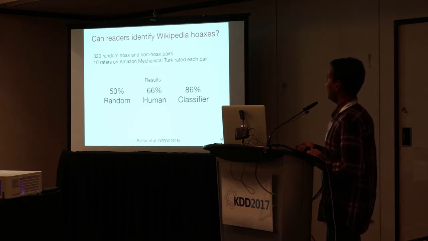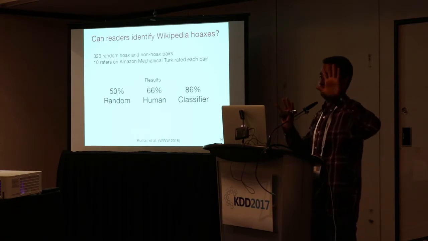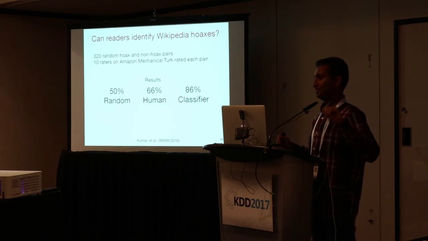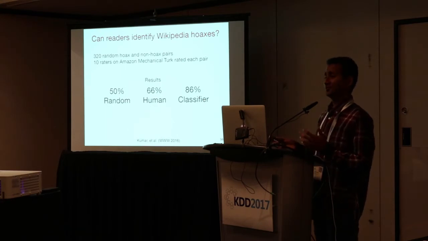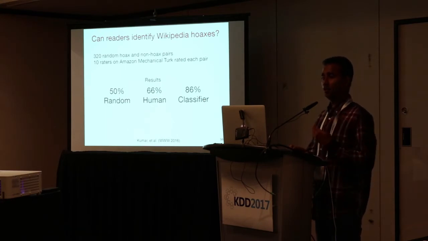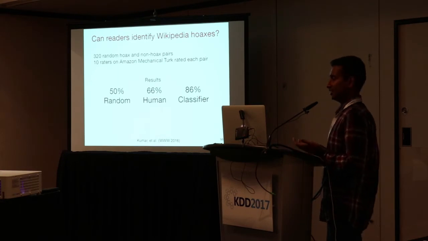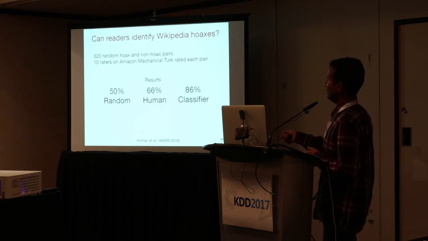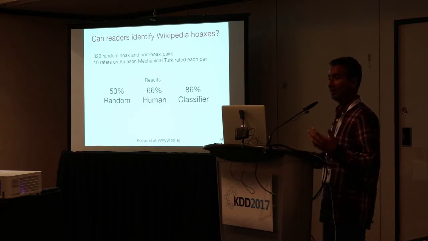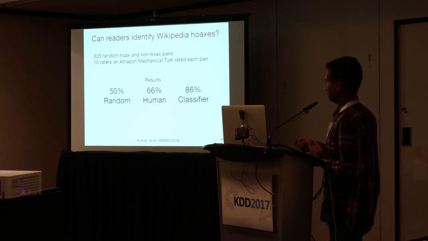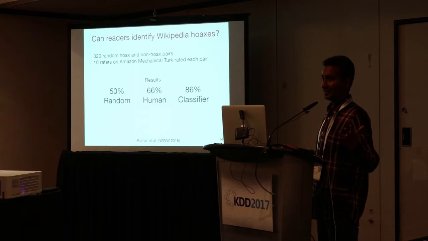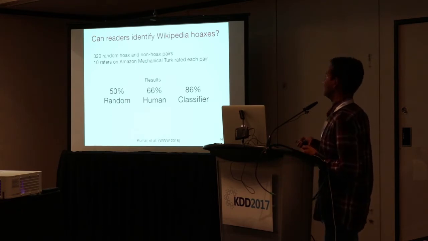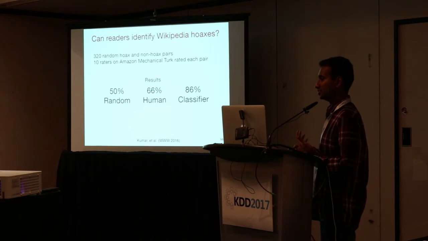3,200 labels. And since we have an equal number and we were showing one hoax and one non-hoax, if someone was randomly guessing, they would get 50% accuracy. But humans get 66% accuracy in identifying the hoax article from the non-hoax article, which is decent, which means there is hope. People actually are able to identify hoax articles from non-hoax articles. But when you use a machine learning classifier based on all the features that we looked at, this classifier is able to perform much better as compared to humans.